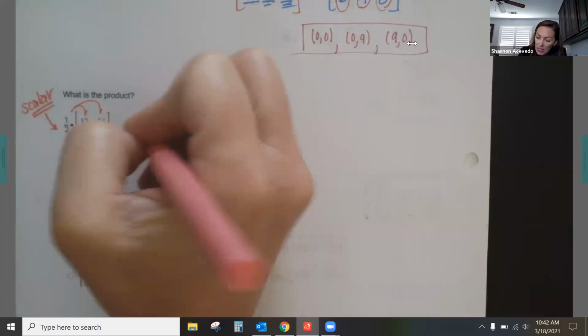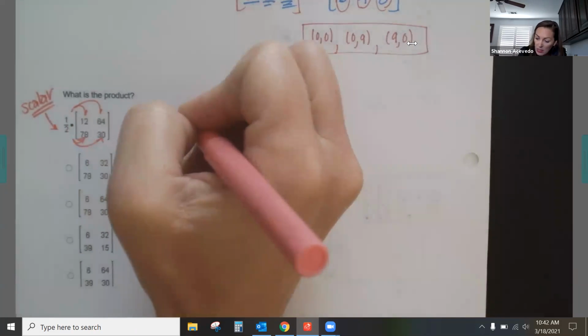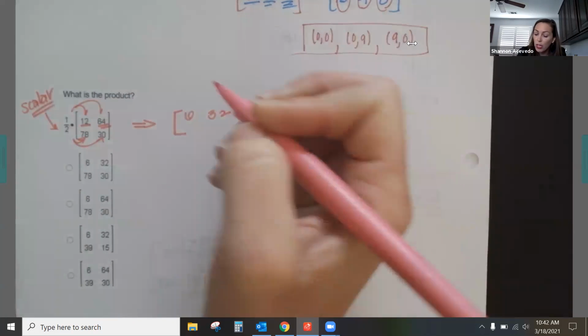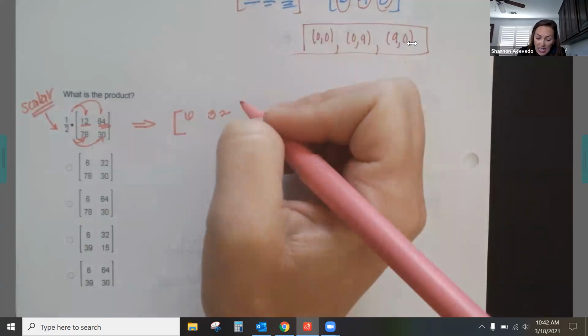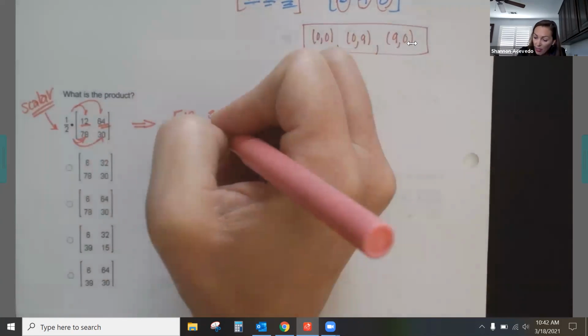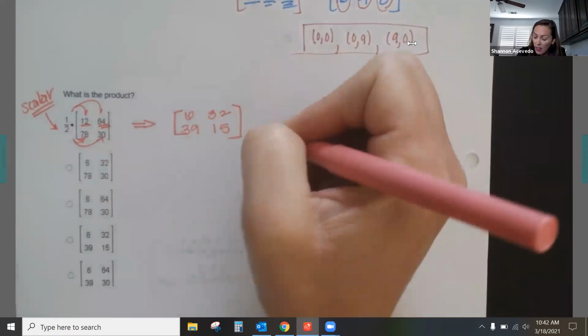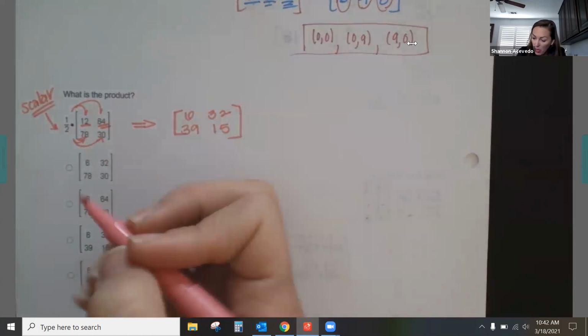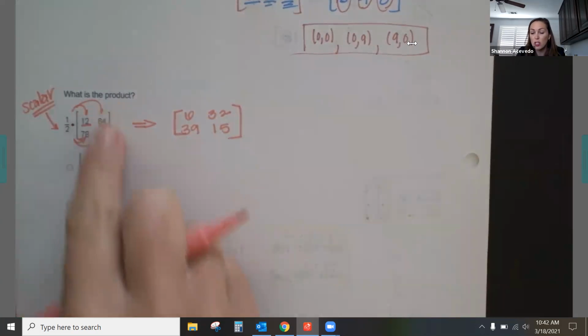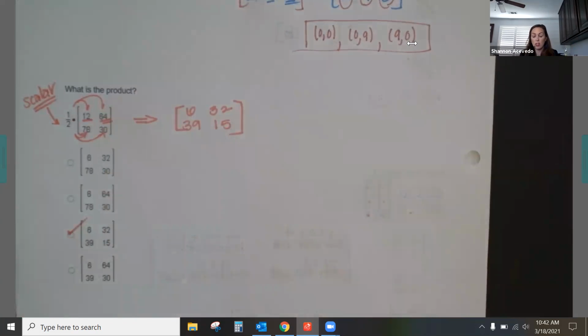So all it's going to be is half of 12 is 6. Half of 64 is 32. Half of 78 is 39. And half of 30 is 15. And we're done. So that's going to match up with this one right here. Again, we took 1/2 of each one of these values, and that's all you need to do.